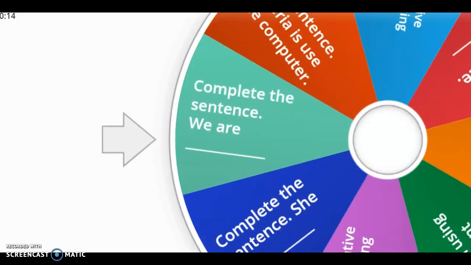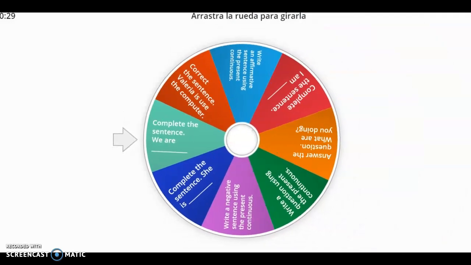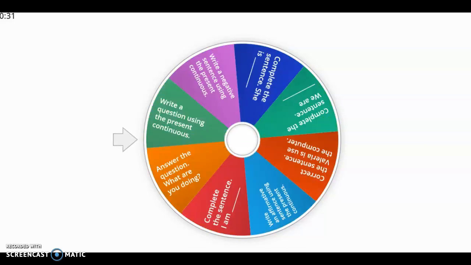Yeah, we wait, and here we have complete the sentence. So you have to complete the sentence using the present continuous. So for example, what are we doing today? We are studying. You see? Studying. Verb in ing.